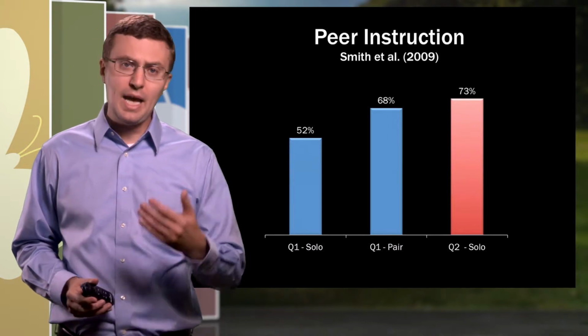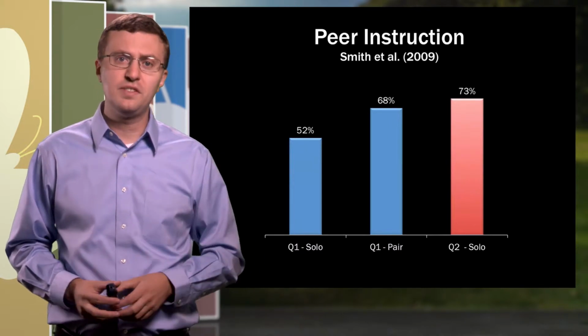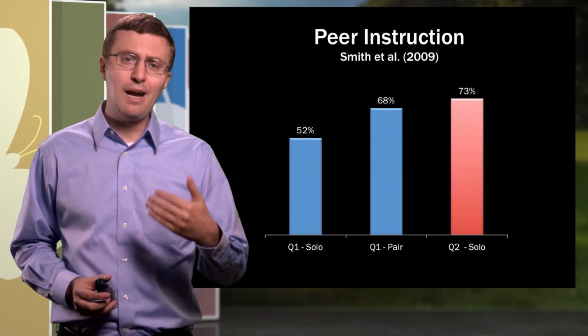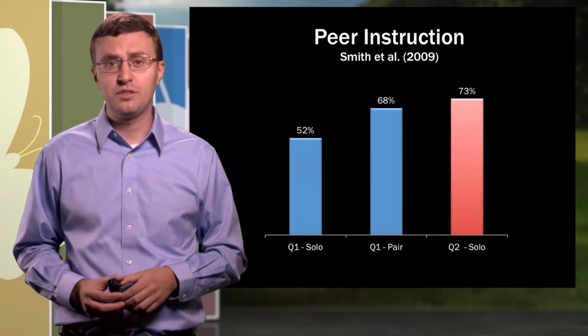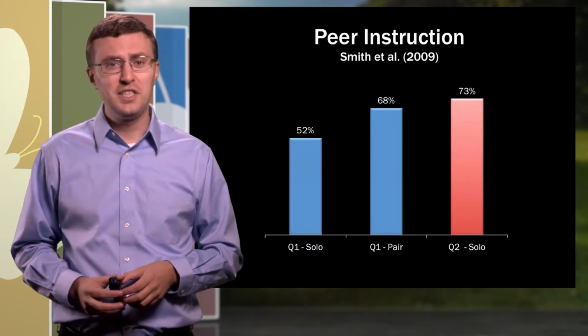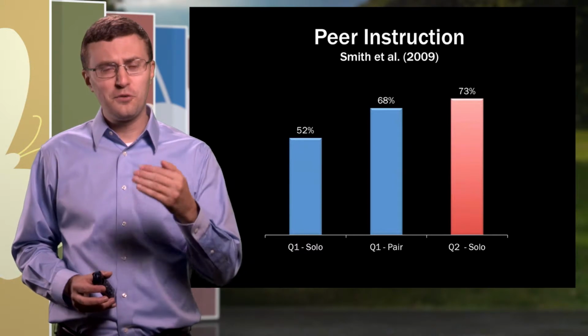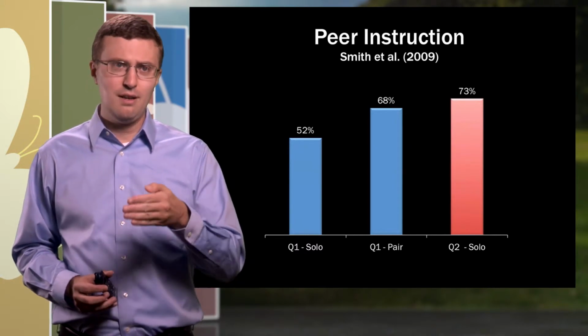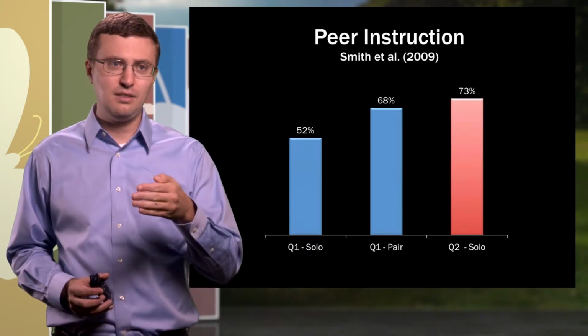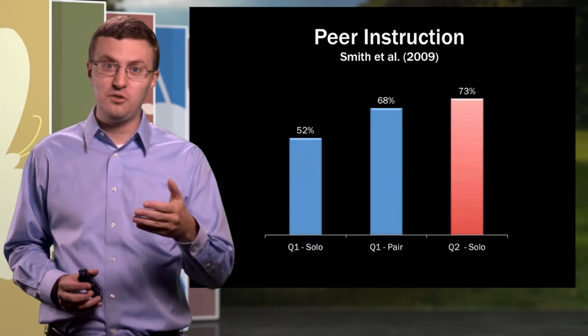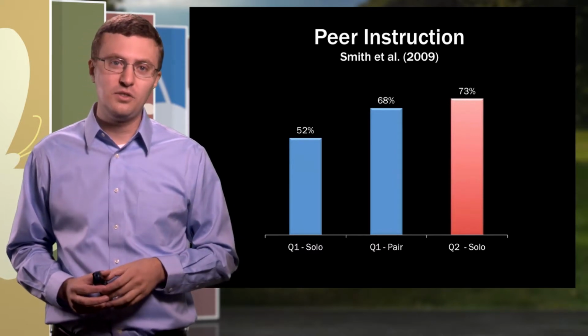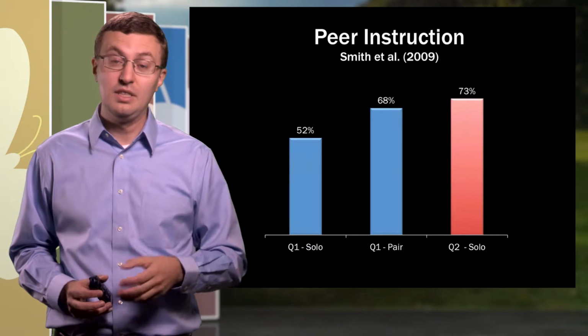So what they did was they had students go through this kind of peer instruction sequence, and then they looked at how well the students did on these pairs of questions. And so you can see the results here. So in the first question of each pair, the average percent of correct answers across all the questions and students was 52%.